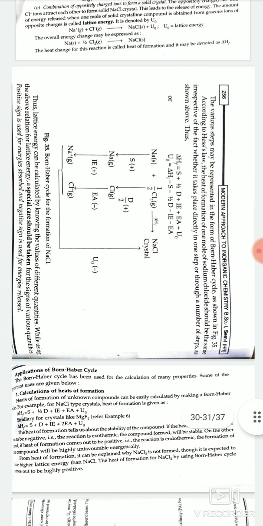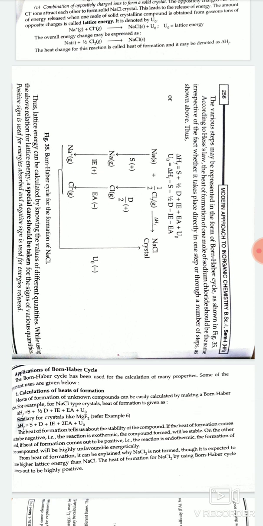Thus, delta HF is equal to S plus half D plus ionization energy plus electron affinity plus U naught, where U naught is equal to delta HF minus S minus 1 by 2 D minus ionization energy minus electron affinity. Thus, lattice energy can be calculated by knowing the values of different quantities. While using the above relation for lattice energy, special care should be taken for the signs of various quantities. Positive sign is used for energies absorbed and negative sign is used for energies released.